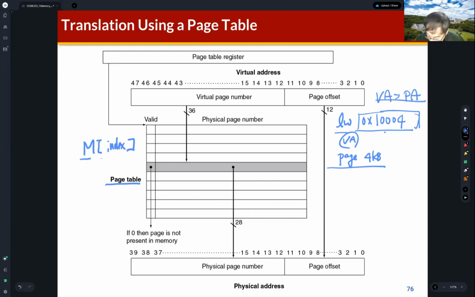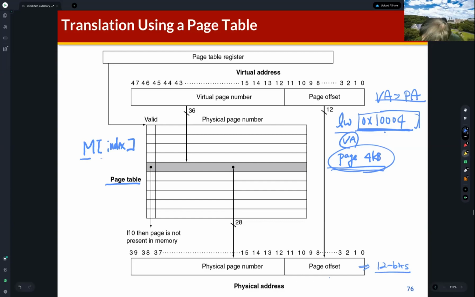So this is the address, a virtual address. The page size is 4 kilobytes, which means the size of the page offset field is 12 bits, as shown in this example. Why? Because the page size is 4 kilobytes, which means a 4 kilobyte data chunk of the virtual memory space is translated to a 4 kilobyte data chunk in physical memory space.